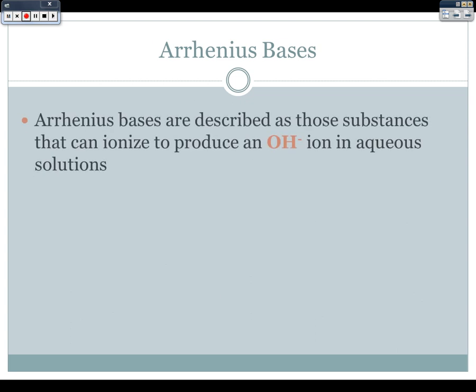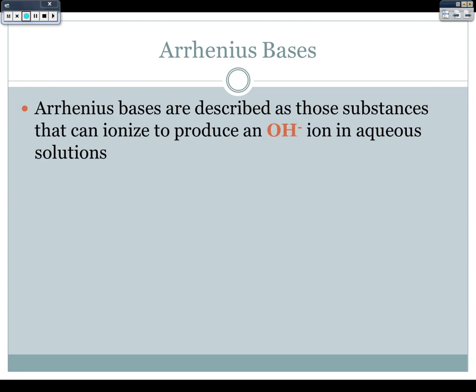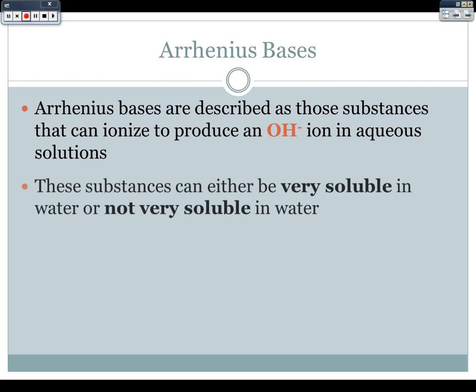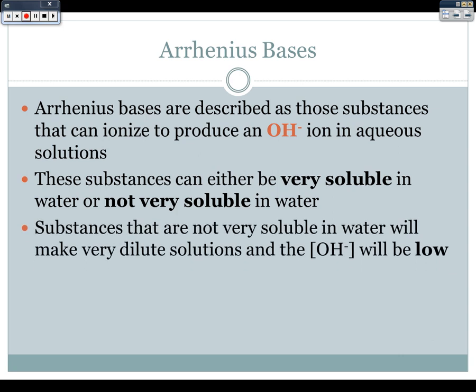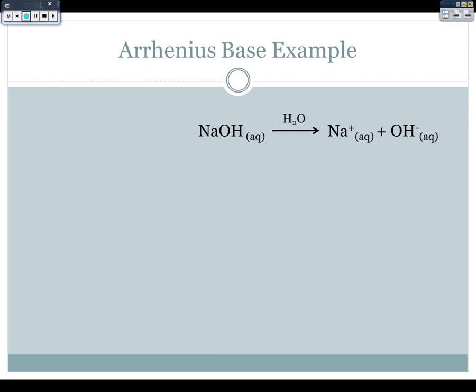Right. Now, Arrhenius bases are described as those substances that can ionize to produce an OH minus ion in aqueous solutions. So very similar to Arrhenius acids, except we're producing OH minuses instead of H pluses. These substances can either be very soluble in water or not very soluble in water. Substances that are not very soluble in water will make very dilute solutions, and the OH concentration will be low, so we'll have weak bases. Okay? So if we look at it here, NaOH dissolved in water ionizes and creates an OH minus. Same with KOH.